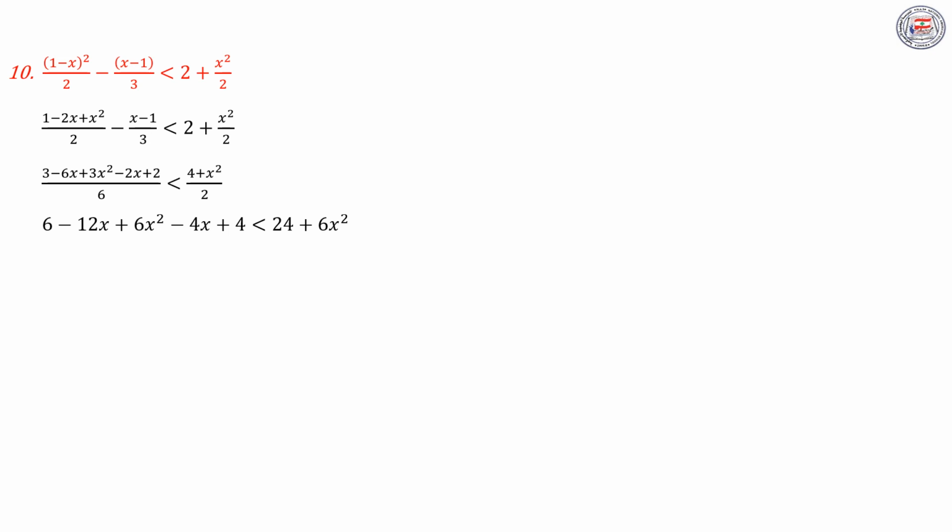As you can see here, the 6x squared from both sides of the inequality sign can be eliminated. You take the variables on the left side and the numbers on the right side of the inequality. You get minus 12x plus 6x squared minus 4x minus 6x squared less than 24 minus 6 minus 4. So minus 16x is less than 14.